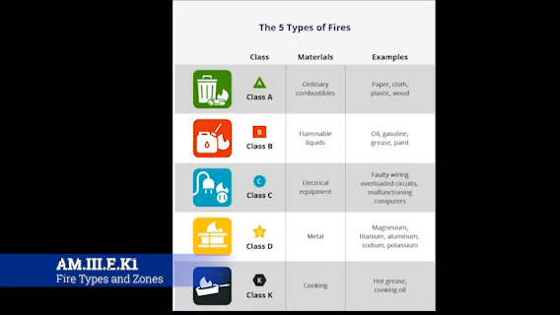Okay, so now we've seen this before. There are different types of fires out there. Class A fires are your ordinary combustibles. It's what most fires you see, like big forest fires on the news. That's a Class A type fire. It's all paper and cloth and plastic and wood and so on and so forth.